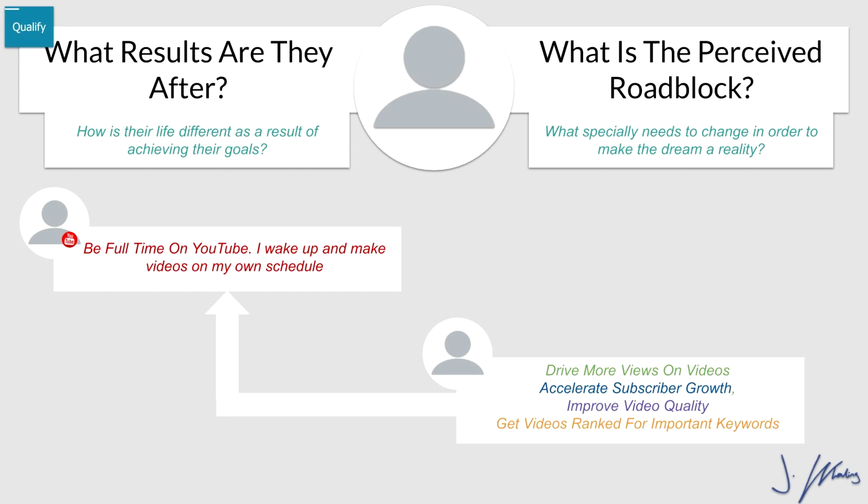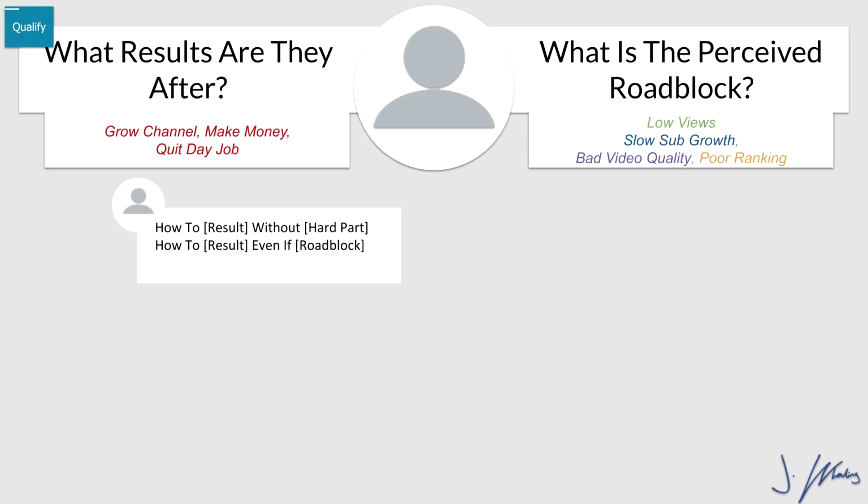Now, when it comes to what the heck do you put for your headline, the good news is if we go back to our YouTube example here, you already have all the information you need because you have the results and you have the roadblocks, and hopefully you've chosen one or some combination of them for your offer. And so all you need to do is use one of these two simple copywriting formulas. The first one we have here is how to result without hard part and how to result even if roadblock.